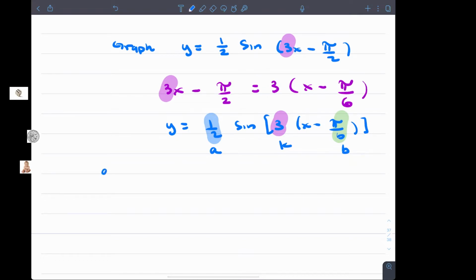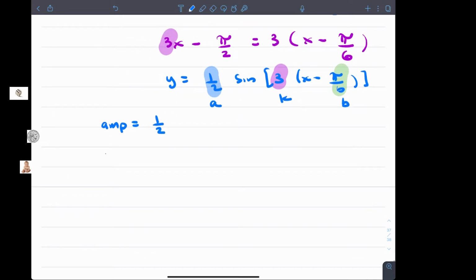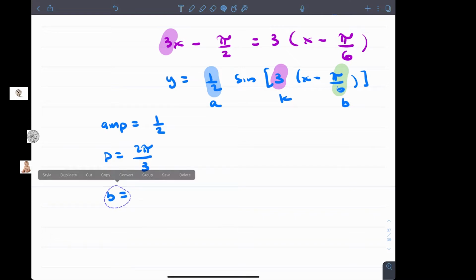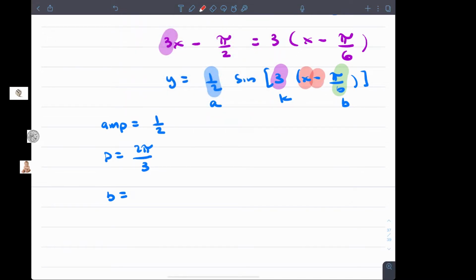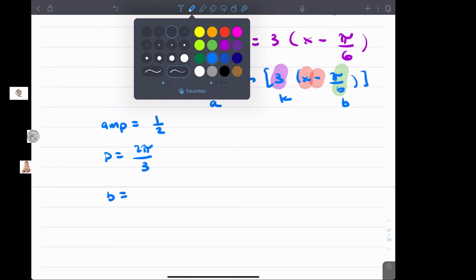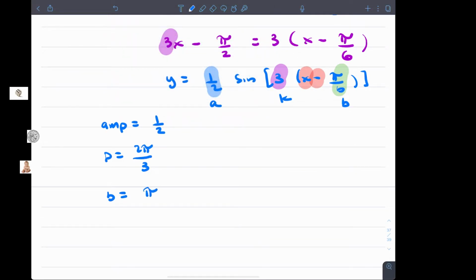Okay, remember, what do we get? We get the amplitude here, right? Amplitude will be 1/2. My period will be 2 pi over K, 3. And then my phase shift. Is my phase shift plus or minus? You guys remember? What's the phase shift? Be careful with that one. It's always what? X minus whatever comes after the minus sign is your phase shift. So it's positive. Remember, it was opposite. Always opposite for phase shift.